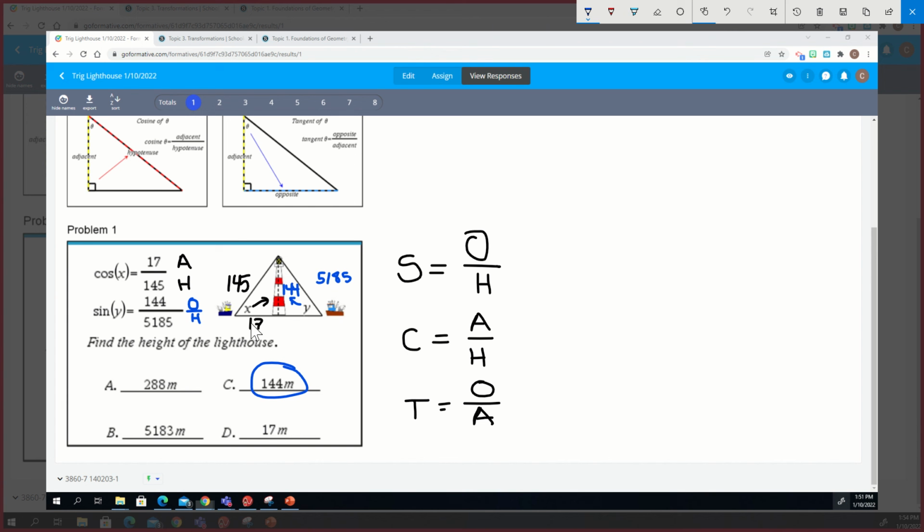Now, I could have calculated. I could say, okay, this is 17. 17 is an odd number, right? And then I could say, okay, the distance from the hypotenuse to the other side has to be one apart. It's an odd number. So one less than a hypotenuse is 144. And it works. So therefore, the answer to the first problem is C.